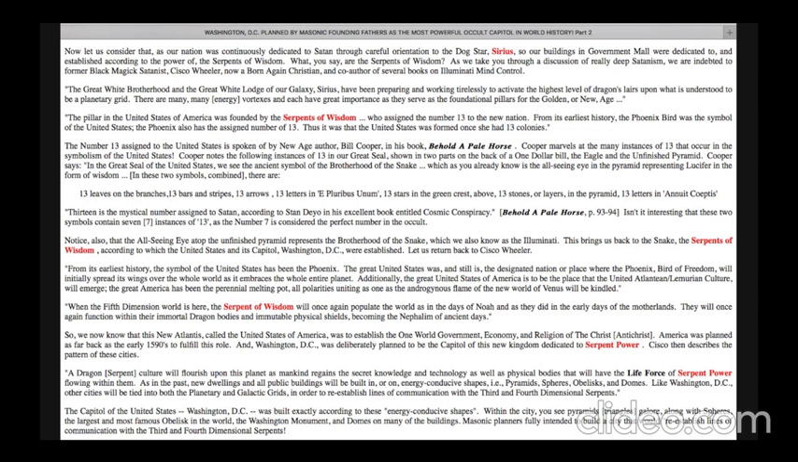From its earliest history, the phoenix bird was the symbol of the United States. The phoenix also has the assigned number of 13. Thus, it was that the United States was formed once she had 13 colonies, the 13 assigned to the United States. Cooper notes the following instances of 13 in our Great Seal, shown in two parts on the back of a $1 bill, the eagle and the unfinished pyramid.